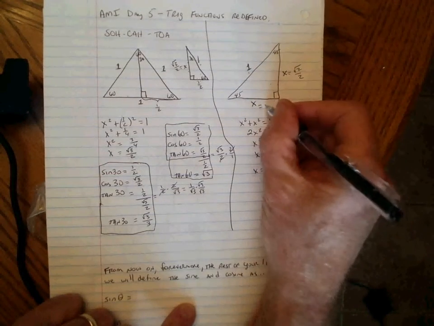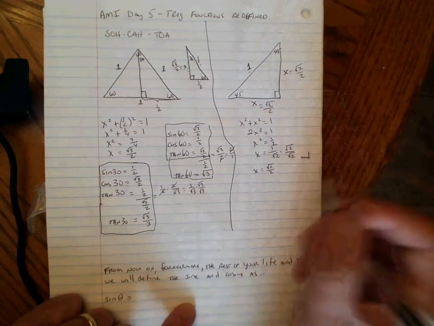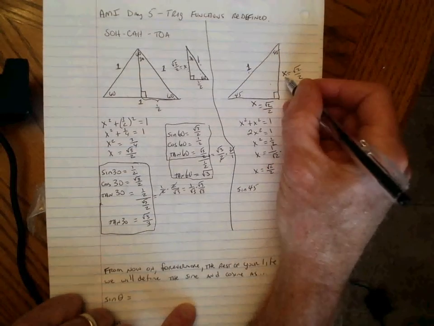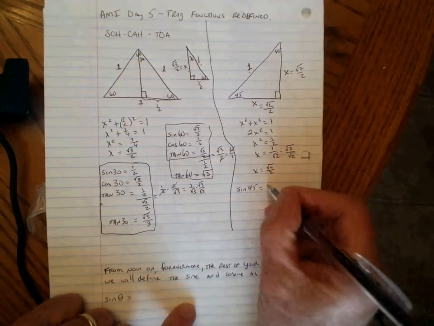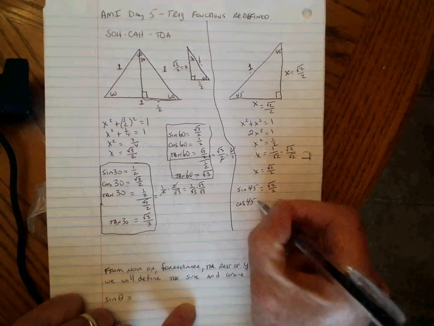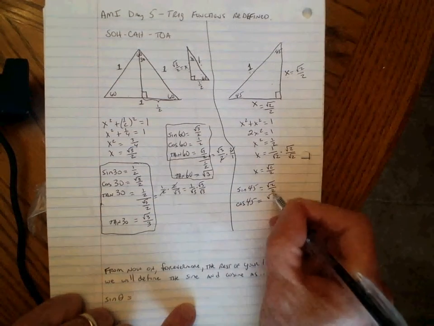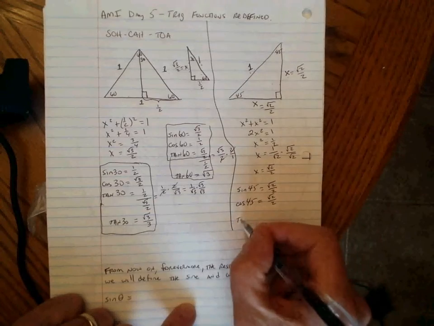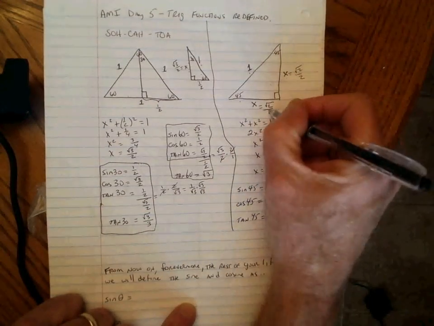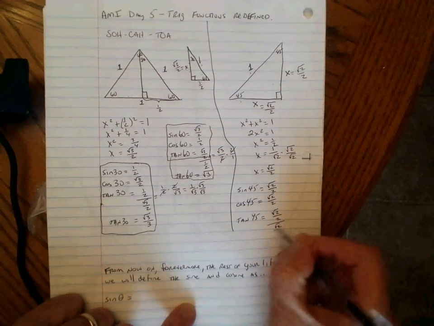And we can use this to identify the exact value of the sine and cosine and tangent of 45 degrees. Using that triangle, sine 45 is going to be square root of 2 over 2 over 1, or just the square root of 2 over 2. Cosine 45 is going to be the square root of 2 over 2 over 1, which is just square root of 2 over 2. And tangent of 45 is going to be the square root of 2 divided by the square root of 2. That's just 1, because anytime we divide something by itself, we get 1.